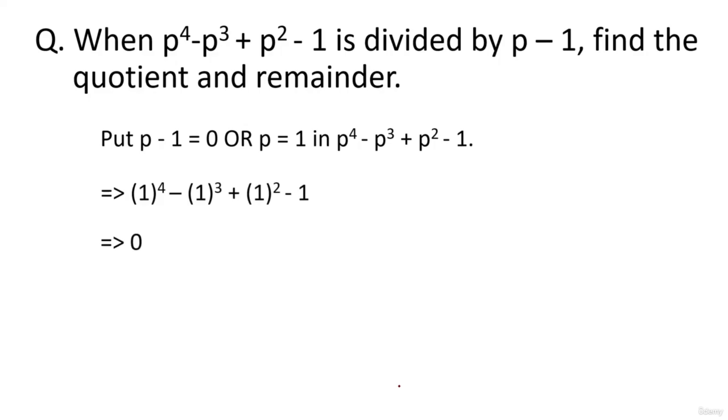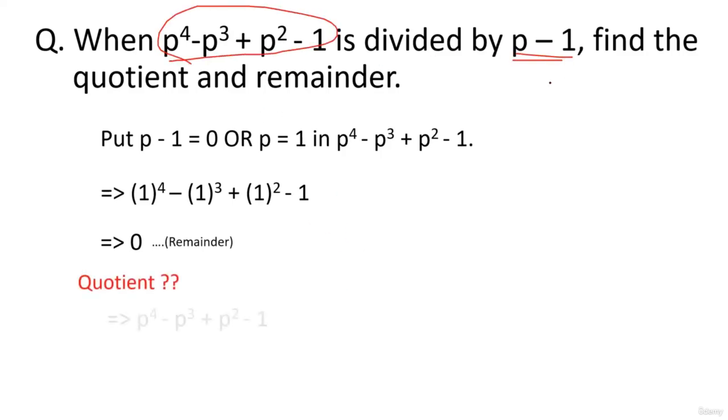That means the given expression p raised to 4 minus p cube plus p square minus 1 is basically a multiple of p minus 1, right? Or basically p minus 1 is a factor, right? What do we do next? If 0 is the remainder, we try to factorize this particular expression directly in the form of p minus 1. Let's see how we do that.